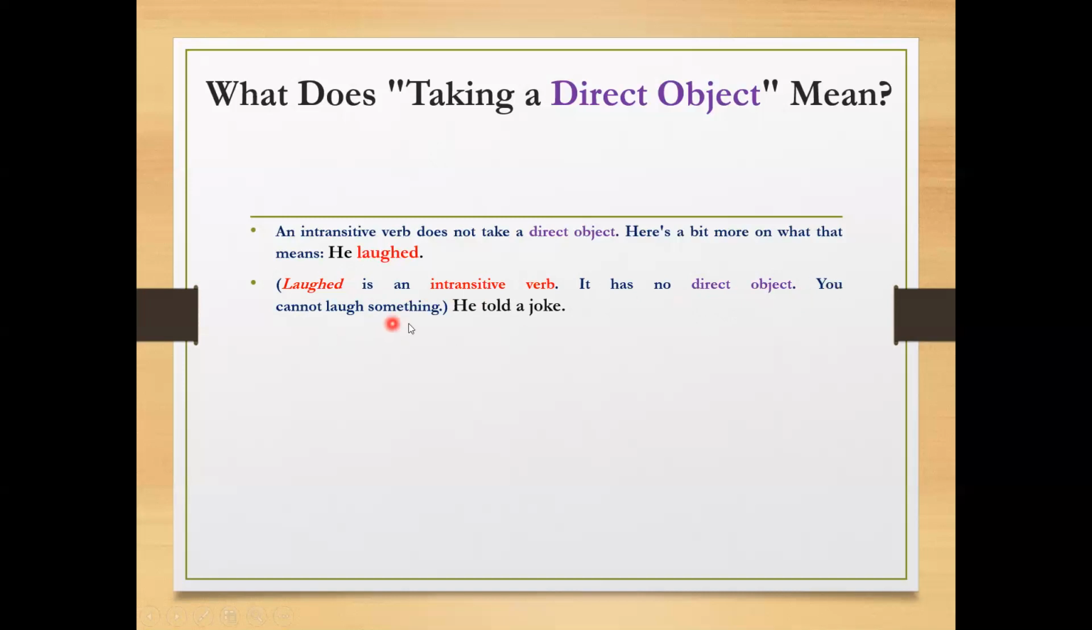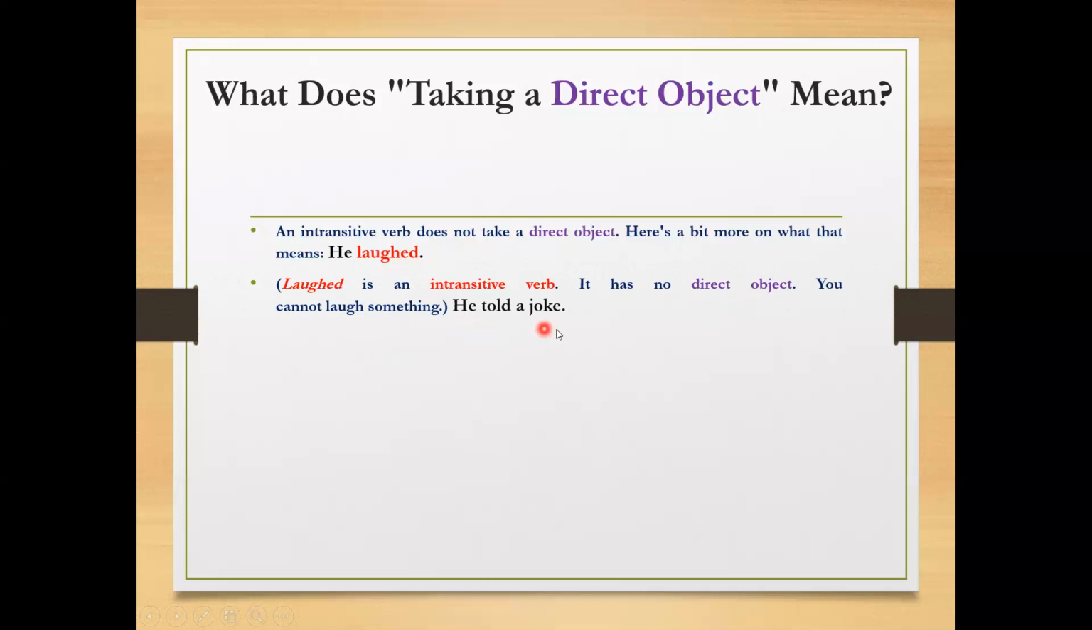You cannot laugh something. Laughed is a verb, but it does not transfer through its action, and there is no receiver of an action. The receiver of an action is an object, so there is no receiver of an action. So we say laugh is an intransitive verb because there is no object. It has no direct object. You cannot laugh something.